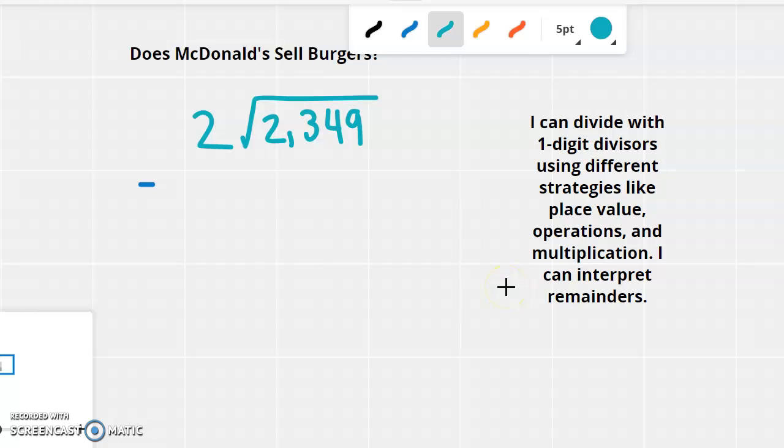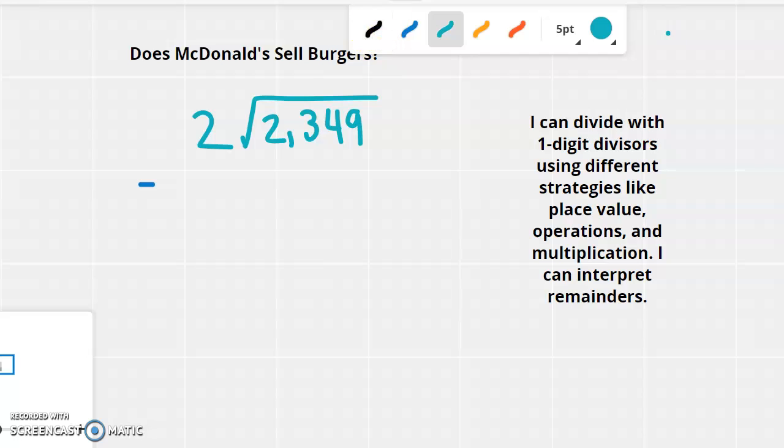Welcome back to another great day of teaching and learning in 5th grade math, where we are moving mountains and moving on to division this week. So, our I can statement for today is I can divide with one-digit divisors using different strategies like place value, operations, and multiplication. And our second I can statement is I can interpret remainders.